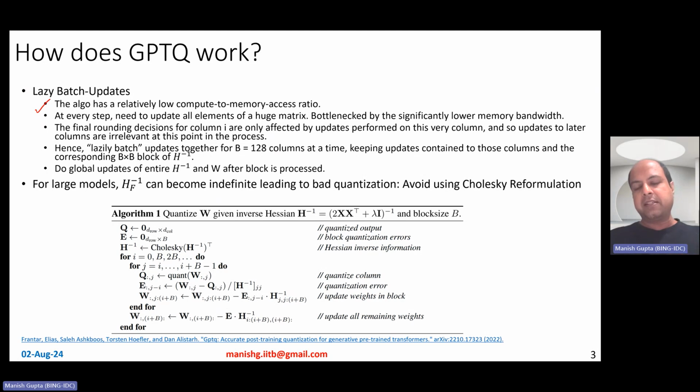If the weight matrix has, let's say, 10,000 columns, for every column you're going to go to the memory and then update the memory. Memory access is slow, compute is much faster. So what you want to do is to batch these updates if possible.